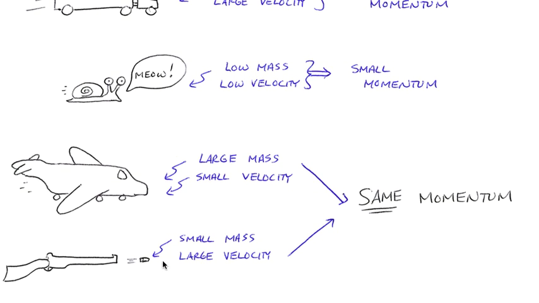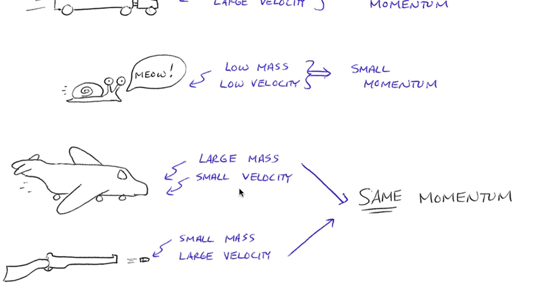But you could also have a very small bullet that's fired, small mass, but a very large velocity. So a large mass multiplied by a small velocity, or a small mass multiplied by a large velocity could give us the same momentum. So it's important to realize that it's not just the size of the object, it's not just the speed of the object, it's the product of those two.